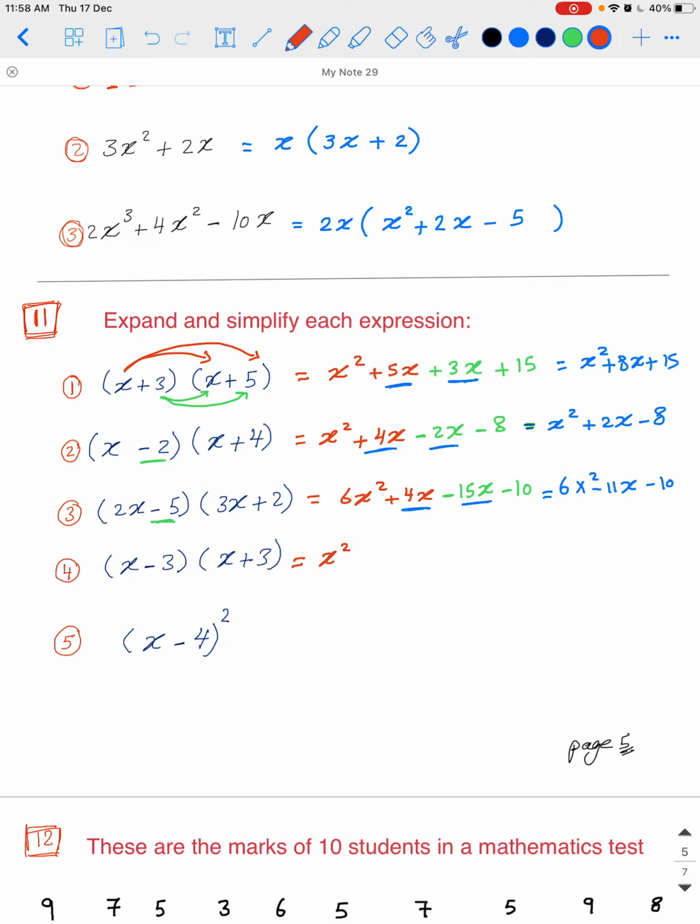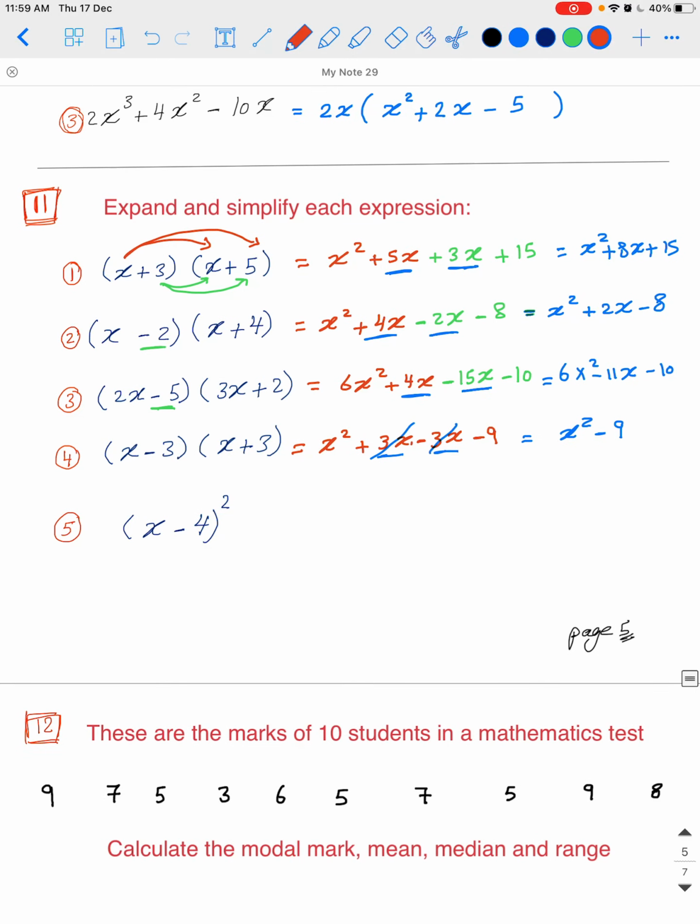X multiply x, that's x squared. X multiply 3 equals 3x. Negative 3 multiply x equal negative 3x. And negative 3 multiply positive 3 equal negative 9. So here it will be this one with this one, I will cancel them together because one is negative and one is positive. So it will be x squared minus 9.